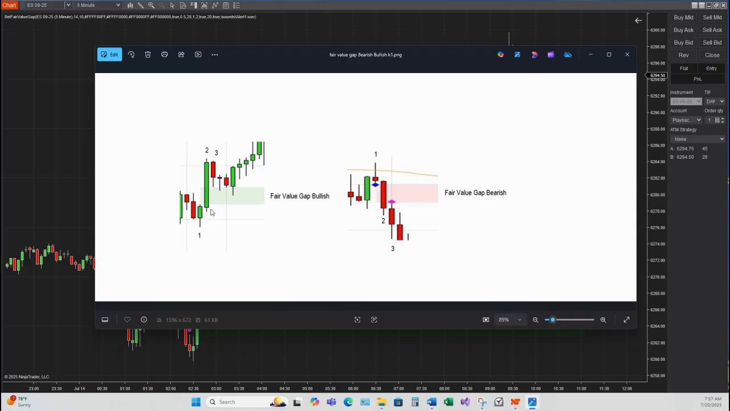So we will look for these gaps. These tell us that something is happening. Either we're going to have a continuation or we end up having a reversal. We will look at rate of change and things like that, RSI, to help determine that.